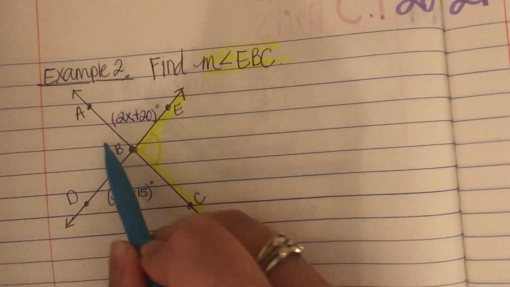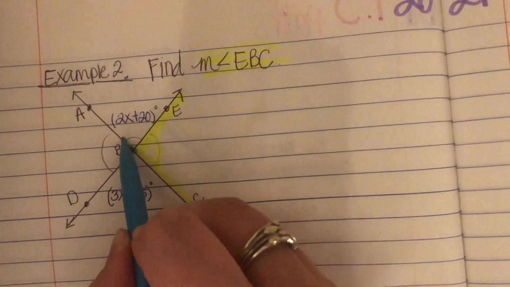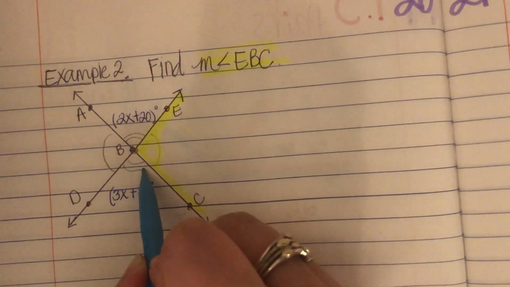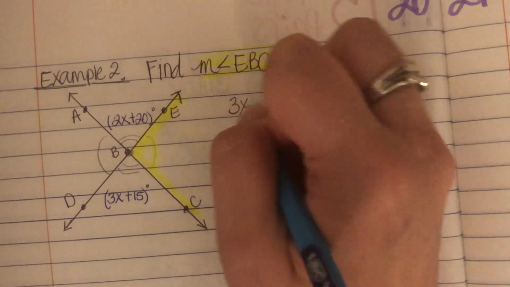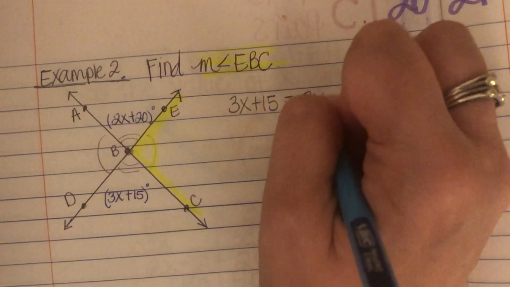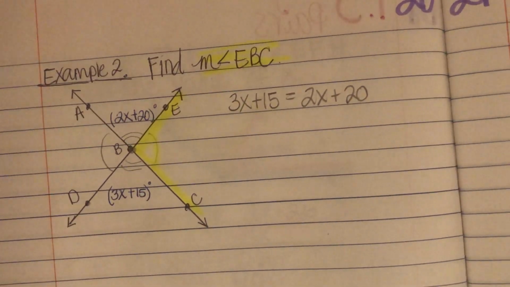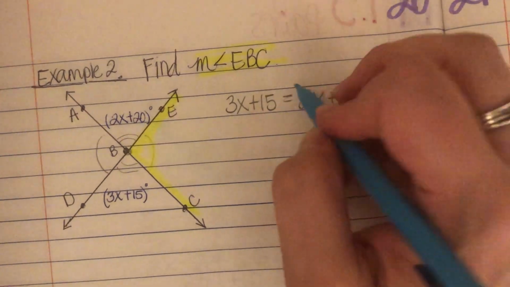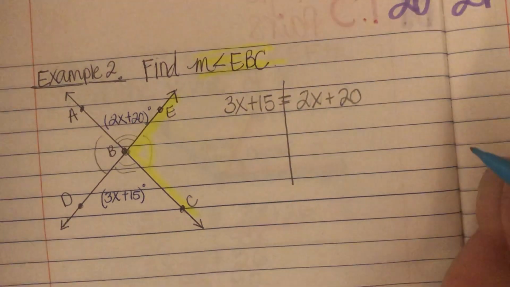This angle is the same as this angle. Well, that doesn't help me. But hey, this angle is the same as this angle. So I'm going to start by saying 3x plus 15 equals 2x plus 20. Yeah, I could change the sides. I could have put the 2x plus 20 first. It doesn't matter. I'm going to draw my line down the middle.